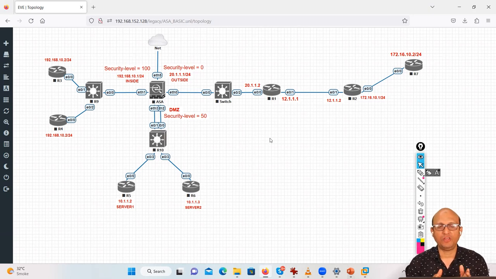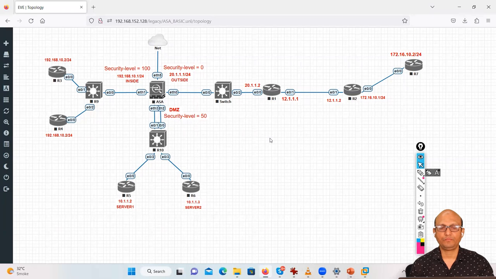You can see a topology in front of you. In this topology, you can see the demilitarized zone. You can see inside, that is trusted. You can see outside, that is untrusted. Stateful means maintaining the state table. Stateless means not maintaining anything.